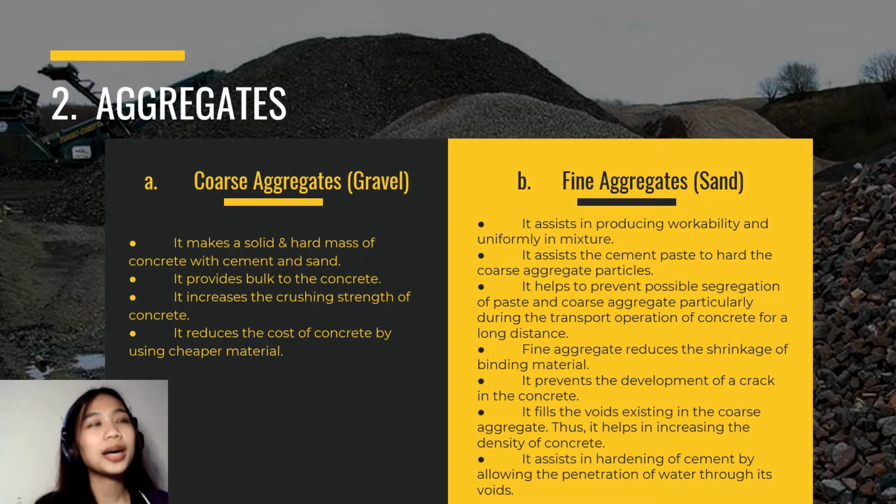So, ano nga bang function ng coarse aggregates sa ating concrete? So, number one, it makes a solid and hard mass of concrete with cement and sand. It provides bulk to the concrete. It increases the crushing strength of the concrete, and it reduces the cost of concrete by using cheaper materials.